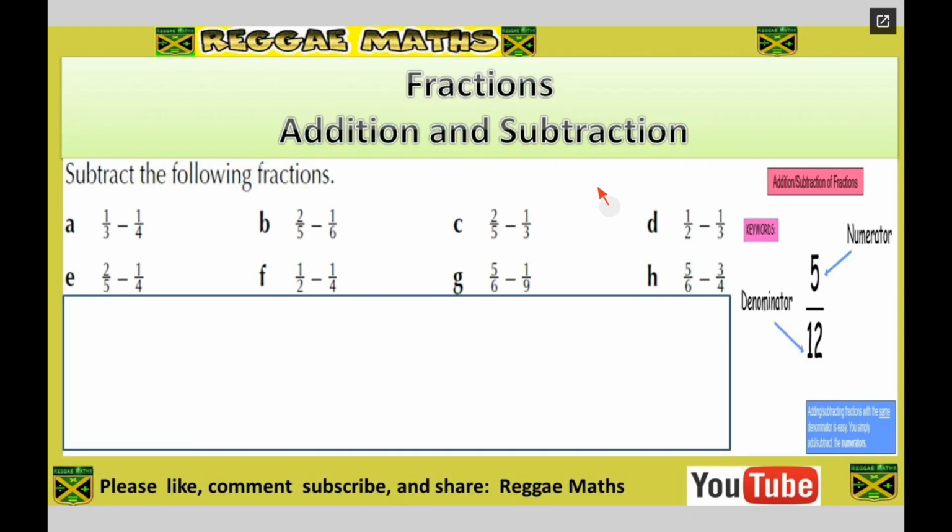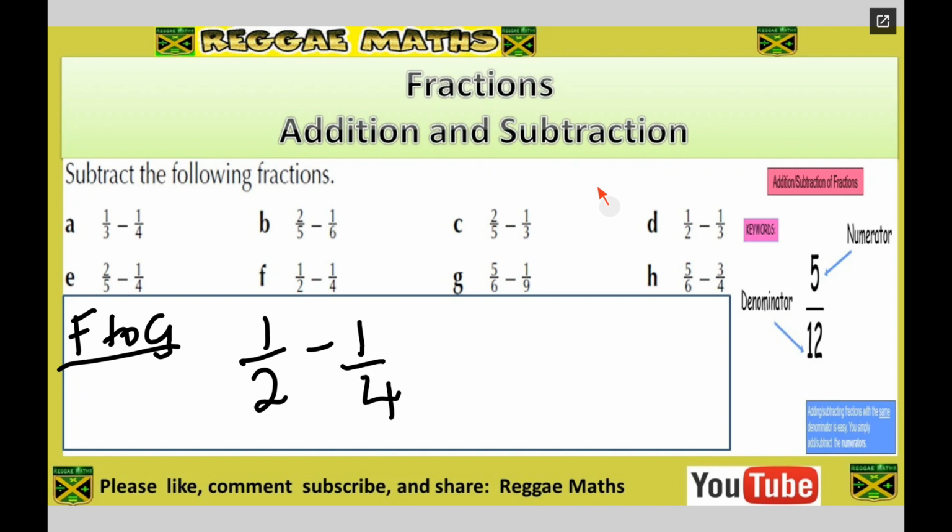Now takeaway, I'm going to do F to G. Okay, so F is a half minus a quarter. So here I can see that 2 goes into 4 and 4 goes into itself. So basically the denominator is 4. So 4 minus 4.